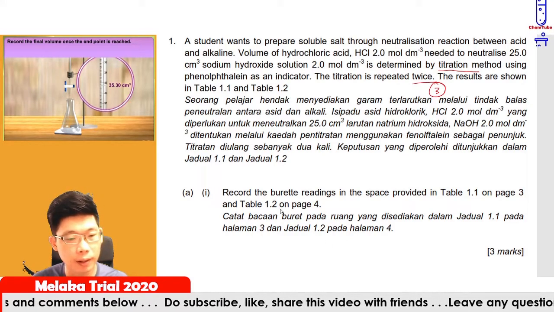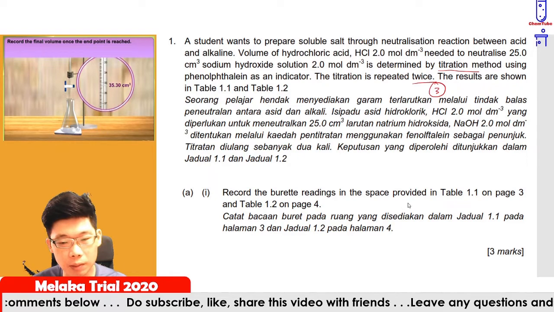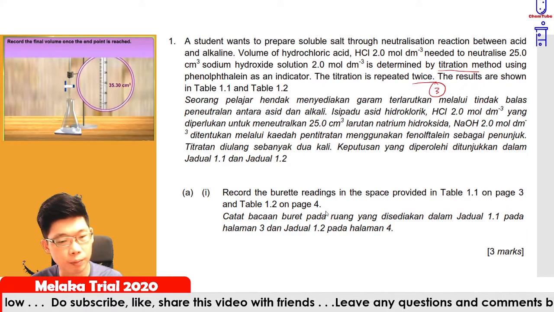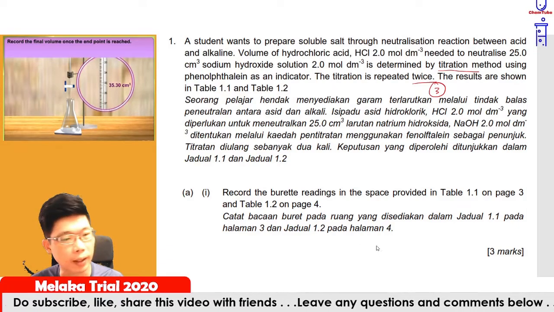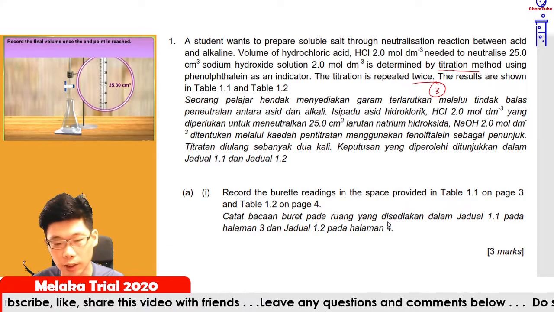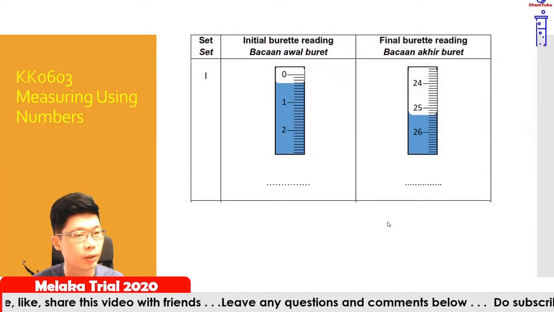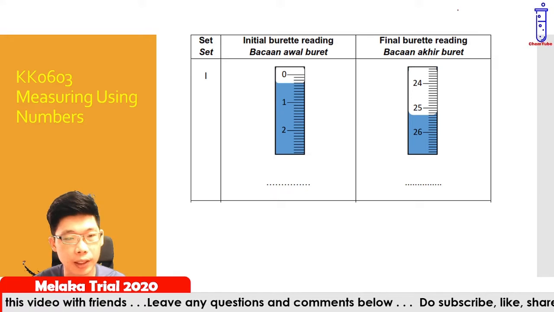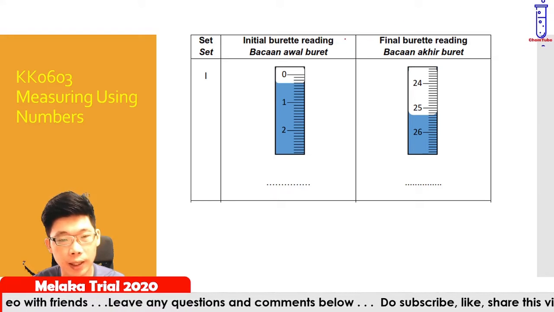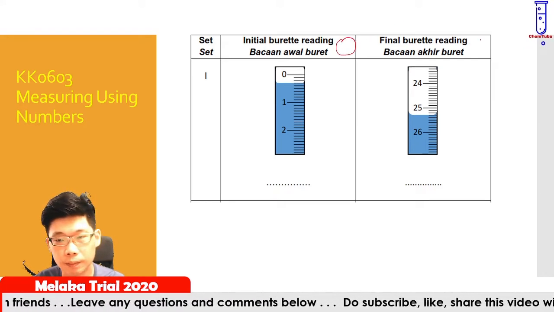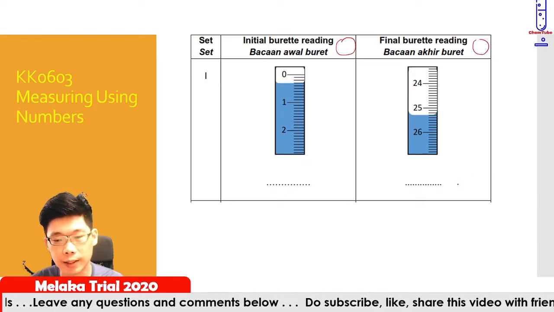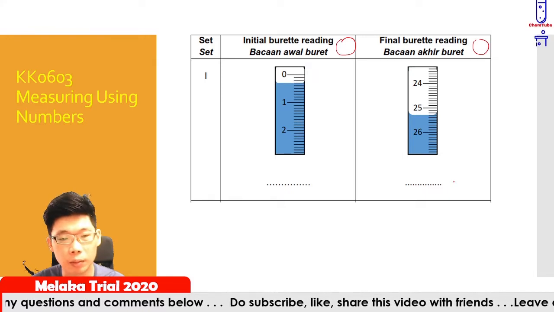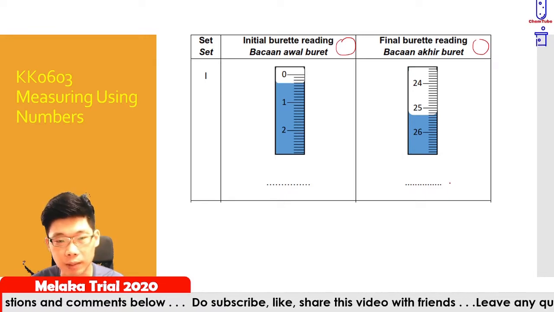Okay, now A1: record the burette reading in the space provided in table 1.1 on page 3 and 1.2 on page 4. This is 3 marks. So let's see the questions. It's under measuring using numbers. This is the initial burette reading. You can see there is no unit given, meaning that in your data later you need to put in the unit for it. The burette reading will be under volume, cubic centimeter.